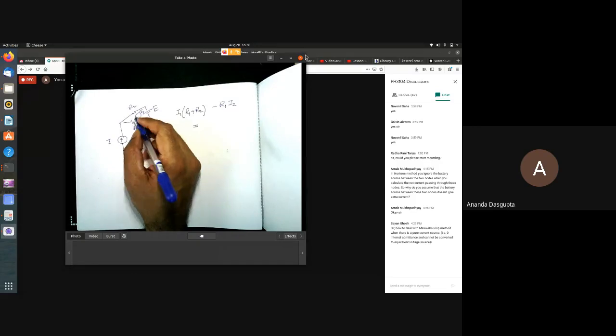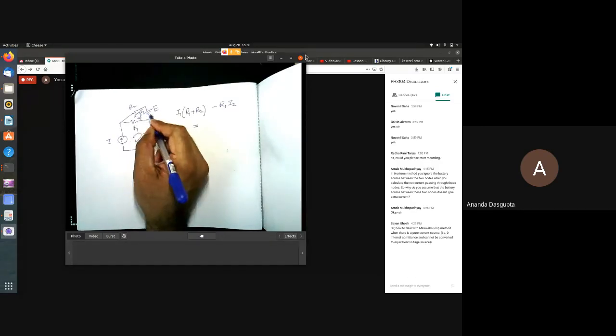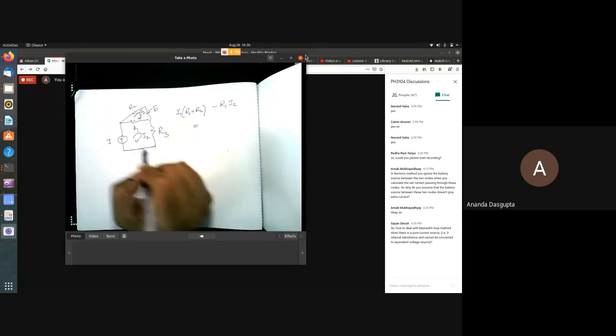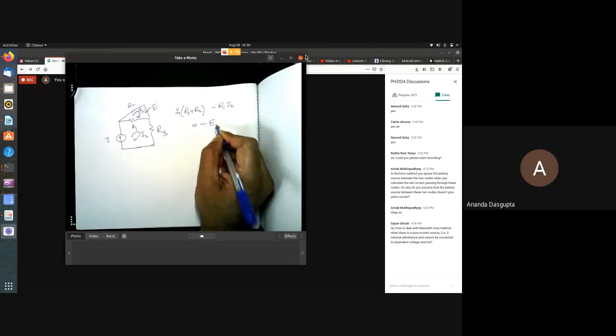Here, of course, is a drop, right? Because when I'm going around like this, I'm going from the positive end of the battery, the longer end, to the shorter end, which is the negative end. So this is equal to minus E. That's one loop equation done.